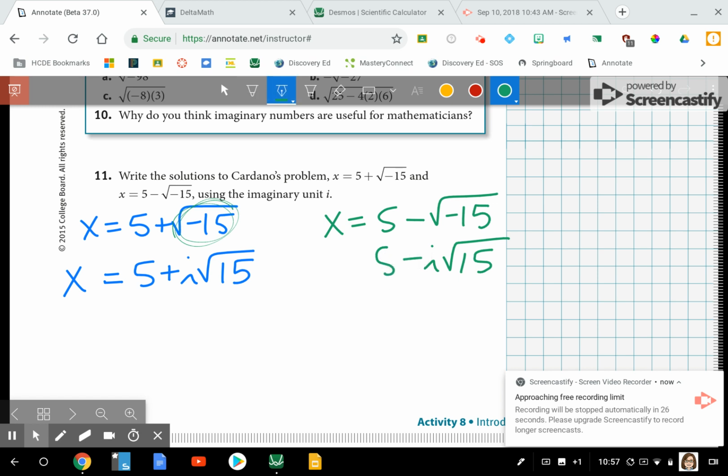Okay, so these two parts, this 5, these are both real numbers. So these are the real parts. The parts with the i, those are the imaginary. So be able to identify a real, which are the whole numbers, and the imaginaries, which have the i's.